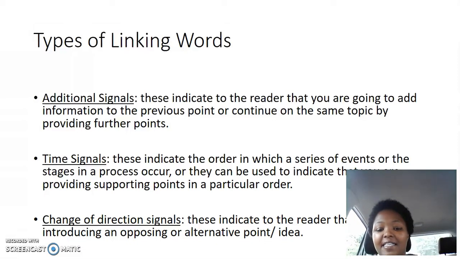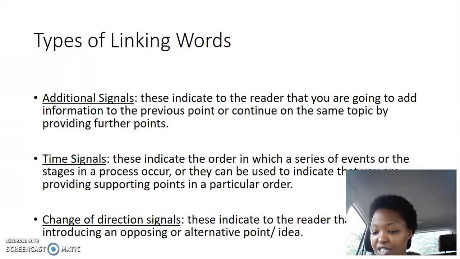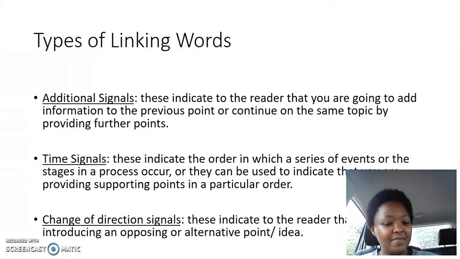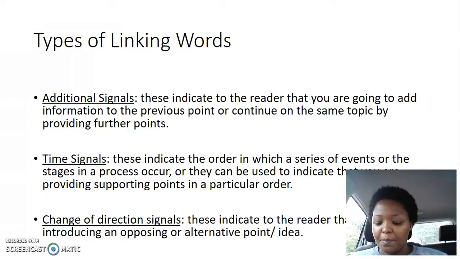Time signals indicate the order in which a series of events has occurred, or stages where a process occurred, and they can be used to indicate that you are providing supporting points in a particular order. So if you're explaining something and you say, firstly, this is what happened, secondly, that's what happened, and then thirdly, and then lastly, this is what happened, then those words would be your time signals. Then your change of direction signal will indicate to a reader that you are introducing an opposing or an alternative idea. So you're switching gears to something else, although it's still flowing from the previous paragraph.